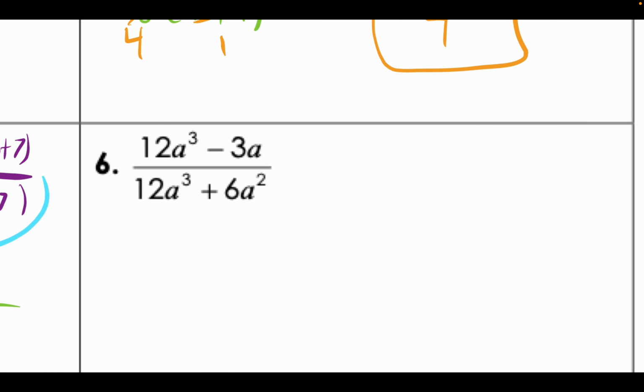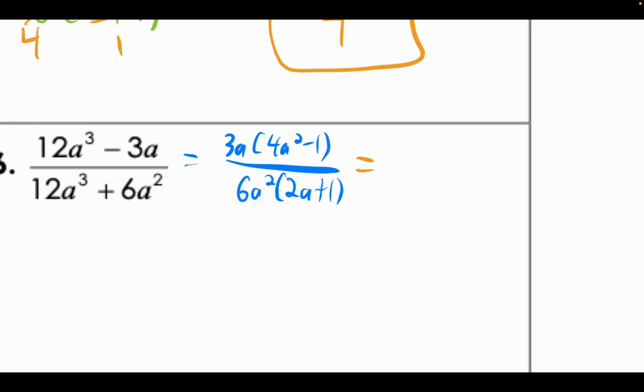So on number 6 here, we're going to look to factor out. On the top, there's a GCF of 3a, giving us 4a squared minus 1. On the bottom, there's a GCF of 6a squared, giving me 2a plus 1. The top, we can continue factoring into a difference of two squares inside the parentheses. So this is 3a, and then in one parenthesis, 2a minus 1, and the other, 2a plus 1. Then on the bottom, we have 6a squared, and then the 2a plus 1. And lo and behold, we can reduce the 2a plus 1s into 1.